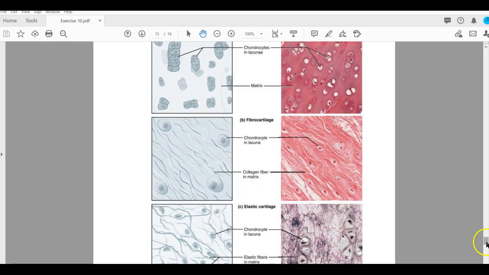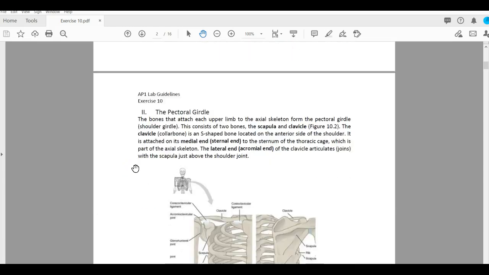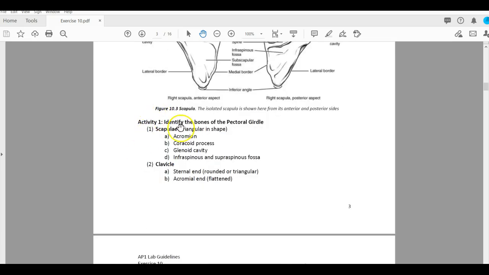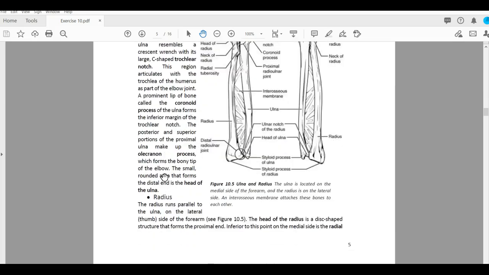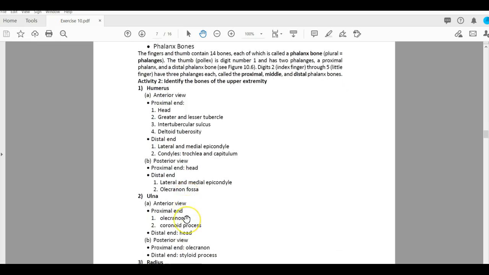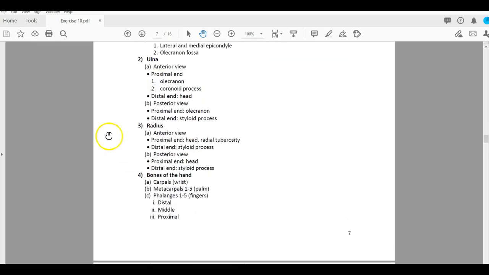Then, if we go back to the lab guide, again, I'm not going to go into this in a lot of detail. What you want to pay attention to is what's in the activities. This tells you what you need to know. So these are the parts of the scapula and the clavicle that you need to know. And if you keep going, these are the parts of the humerus and the ulna. It looks like a lot, but a lot of it is repetitive.